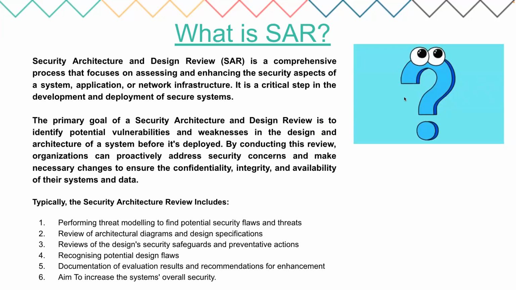The security architecture review includes performing threat modeling to find potential security flaws and threats, review of architecture diagrams and design specifications to find the weak spots in the design itself, review of the design's security safeguards and preventive actions like security controls, evaluation, recognizing potential design flaws while reviewing the design, and documentation of evaluation results and recommendations for enhancement. As a security architect, when you are done with your evaluations, you need to give your recommendations based on the findings in your report. The overall aim is to increase the overall system security.